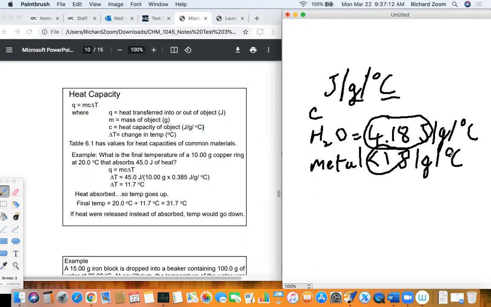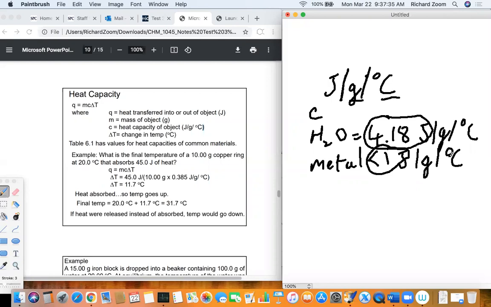Metals, on the other hand, if you ever stick a spoon on a stove, you'd notice it doesn't take very much to heat it up. It gets hot pretty quickly, and that's because metals have much less heat capacity. It takes much less energy to heat the same amount of metal as it does water. So that's what we notice in real life here.